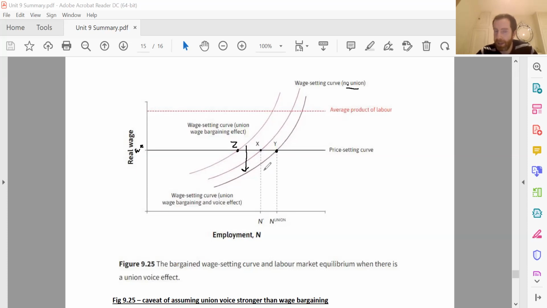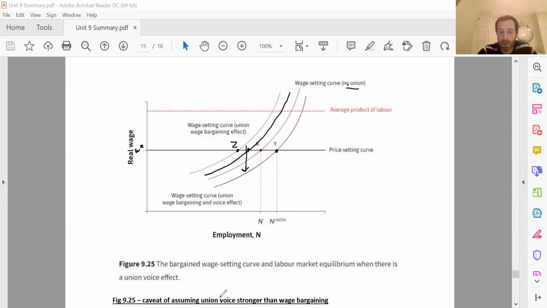Now, this doesn't match up perfectly with the diagram above, right? The diagram above would suggest that the final wage setting curve, where you have unions bargaining for wages but this higher level of effort per hour, would probably end up somewhere around here, where we would still end up with the same real wage, but a lower level of employment than if there were no unions whatsoever.